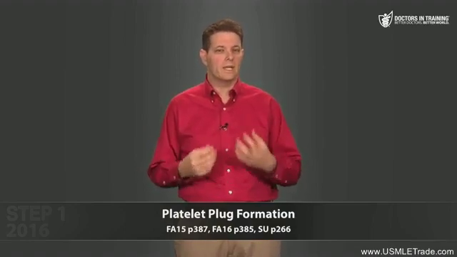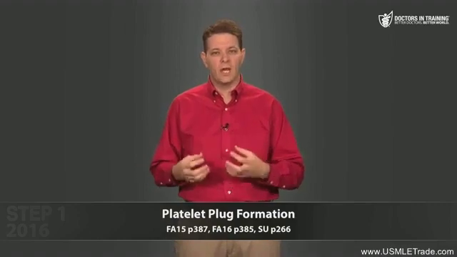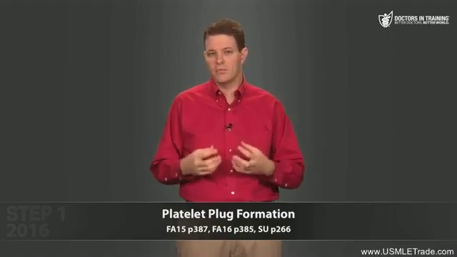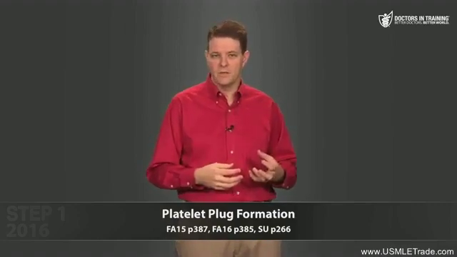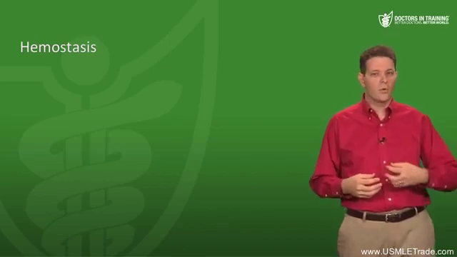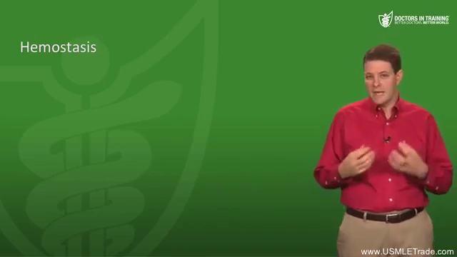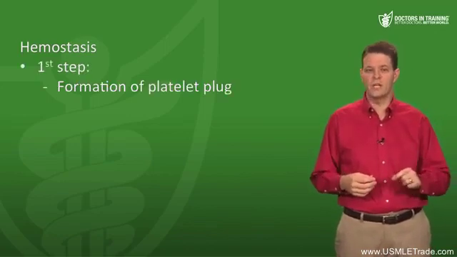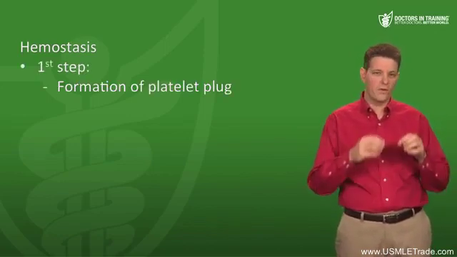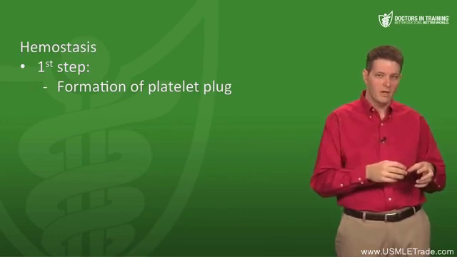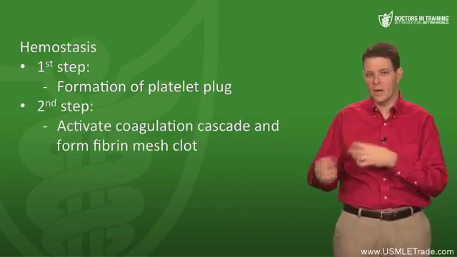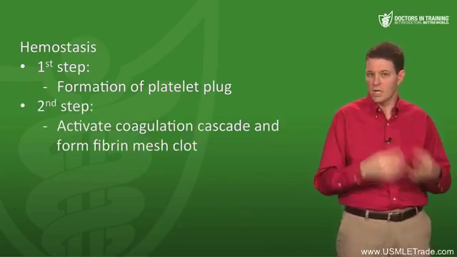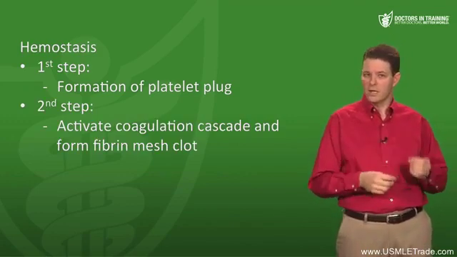Back when we talked about coagulation, I mentioned the fibrin clot, or the fibrin mesh, that's the end product of the coagulation cascade. That fibrin clot is the more permanent blood clot, but that takes a little time to form. So the very first step in hemostasis is formation of a platelet plug. So first you plug up the hole with platelets, and then the second step is to activate the coagulation cascade and form the fibrin mesh clot. But the platelet plug comes first.